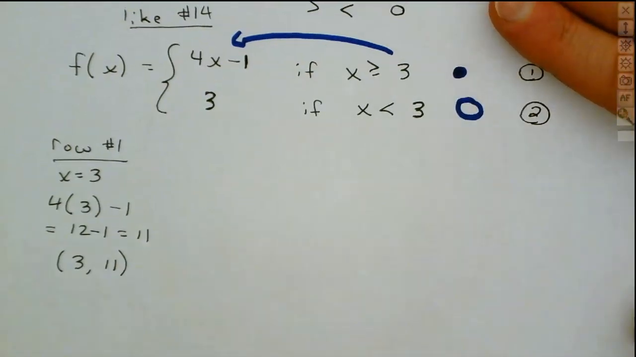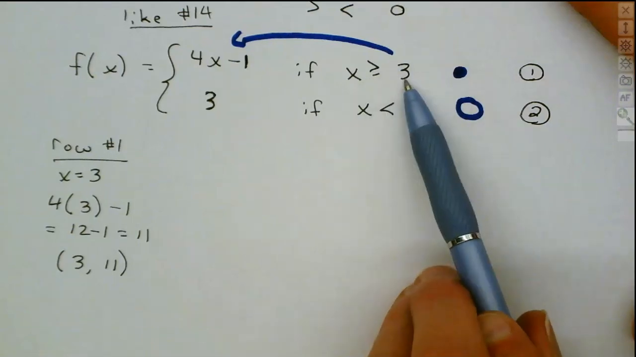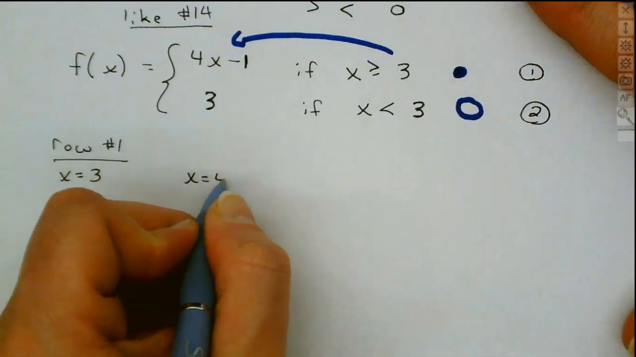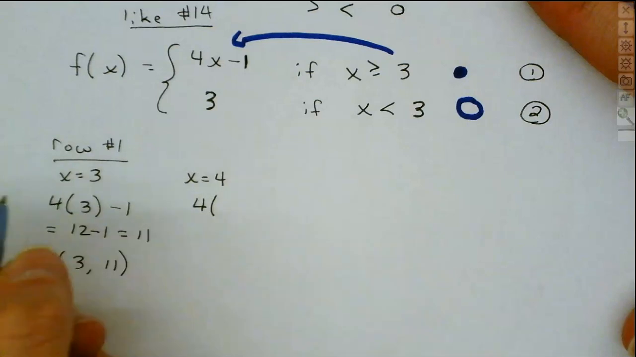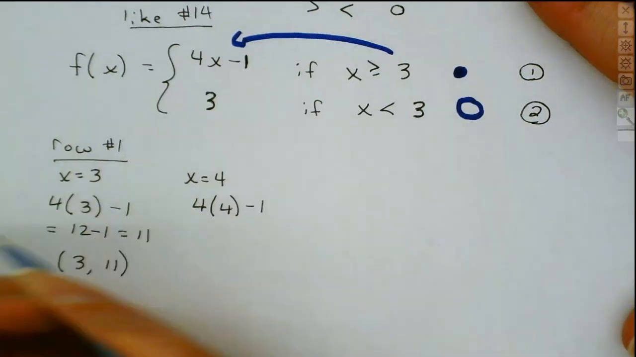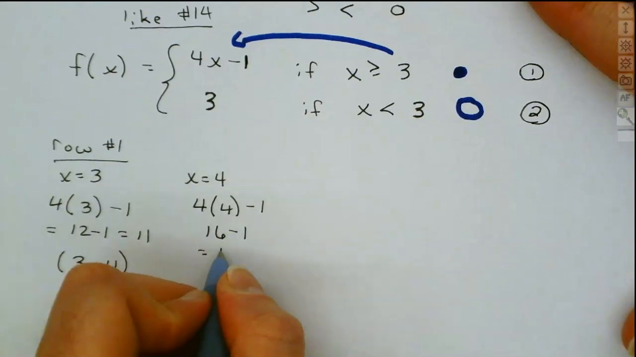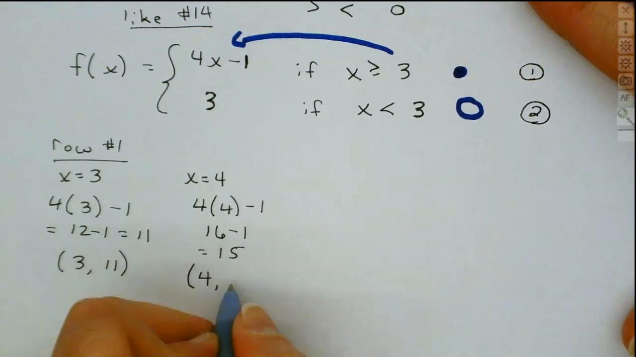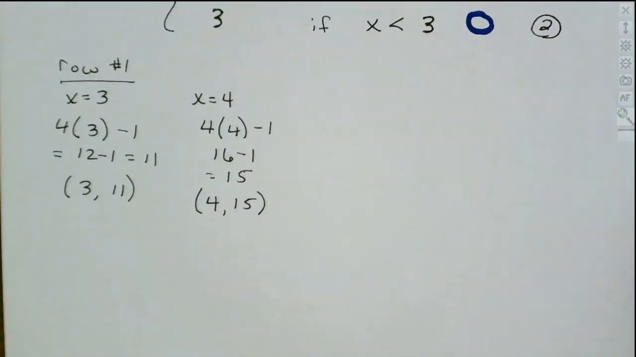Now we need another point. What does this one say? This one says x is bigger than 3. So we need another number bigger than 3. So how about we use 4? And we're still in row 1. We're going to use 4. And so what does that give you? That gives you 4 times 4 minus 1. So that is 16 minus 1, which is then what? 15. So my second ordered pair is 4 comma 15.